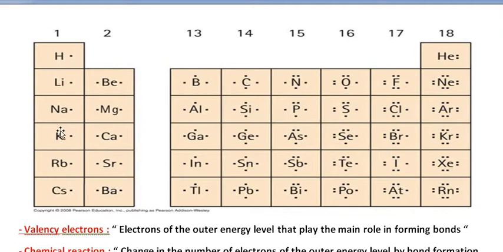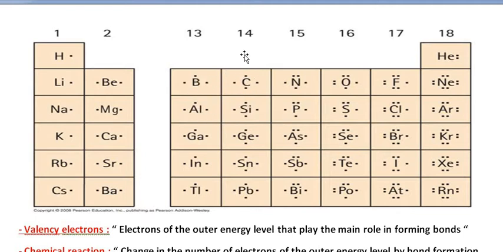The first group in the periodic table contains one electron in the outermost atomic shell. The second group contains two electrons in the outermost electron shell. This is 1A, 2A. This is 3A or 13. Each element here contains 3 electrons in the outermost orbital or orbit.